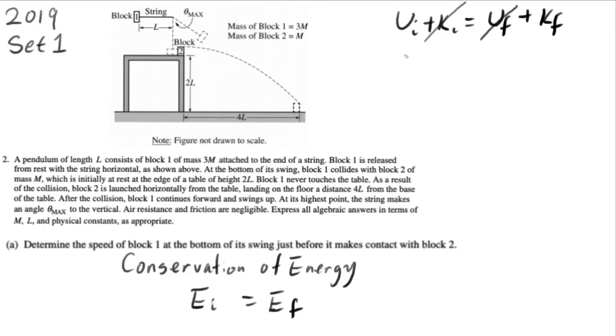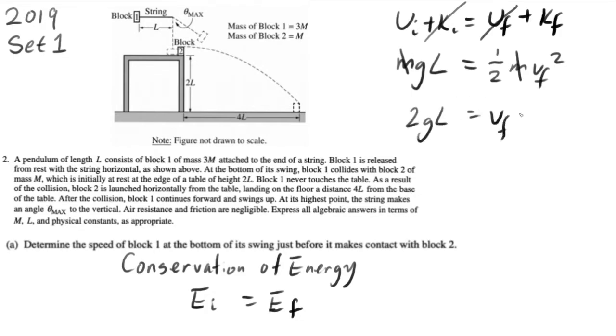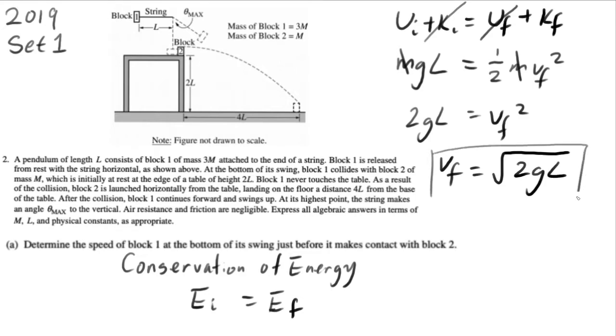So initially the potential energy is mgh. We set zero at table level, and we know that the string is length L, so block 1 starts at a height of L. So that is our initial height. And for final kinetic energy, we can just use the regular kinetic energy equation, 1/2 m v final squared. Then the mass of block 1 cancels out, and we can move the 1/2 to the left to get 2gL equals v final squared. Then we can take the root of both sides, and we get v final equals root 2gL. And that is your answer for part A.